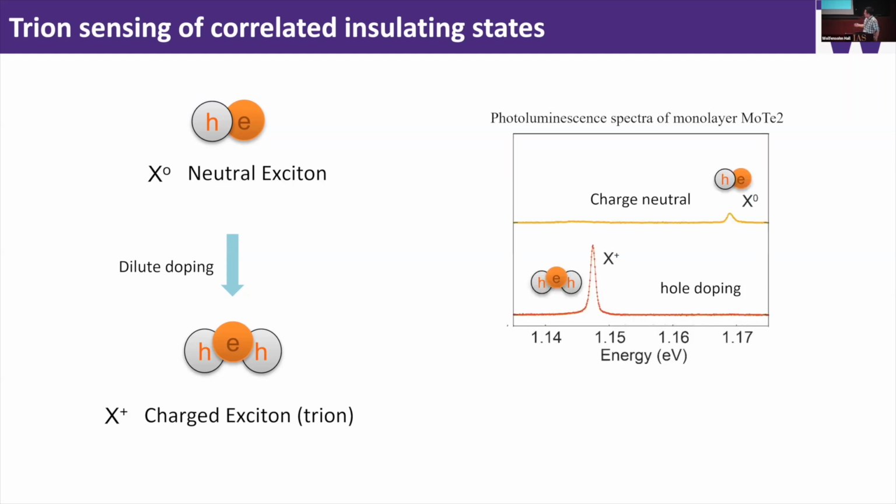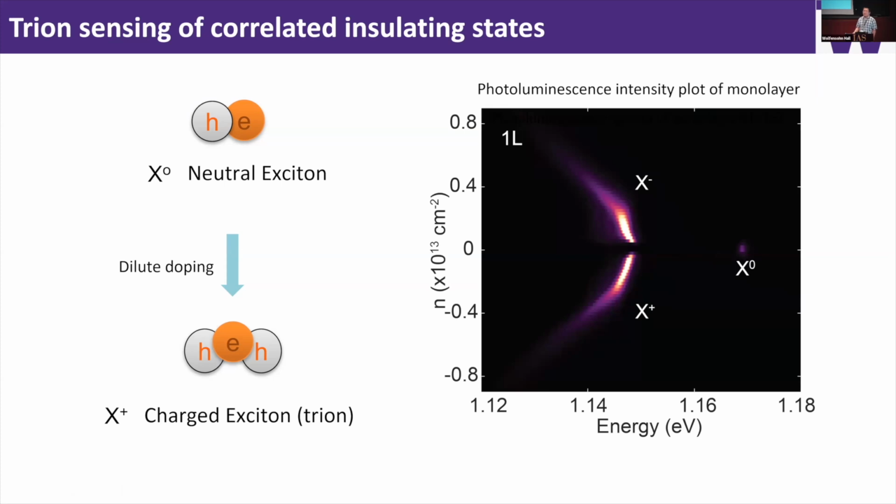So here's an example. How can we tell the neutral exciton and the trion apart? Here I show you the photoluminescence spectra of a monolayer MoTe2. This high energy peak is the neutral exciton, and then as we dope the system, we get the trions. And this just shows you that we can measure the system by continuously tuning the carrier density. What I show you here is a luminescence intensity plot of a monolayer. At charge neutrality, we have the neutral exciton, and as we dope the system, we start to see the trion appear.